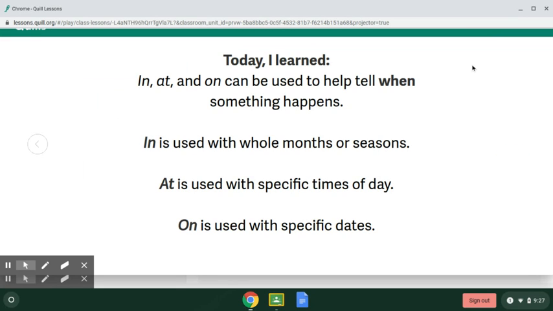That's the end of our lesson for today. We learned when the prepositions in, at, and on can be used to tell when something happens. We know that in is used with whole months or seasons, at for specific times of day, and on used with specific dates. So what you're going to do after this video is over is go log into Quill and do your assignment or today's activity. Today's activity is just going to be practicing appropriate use of these three prepositions. The title of the activity is At, In, On for Time.